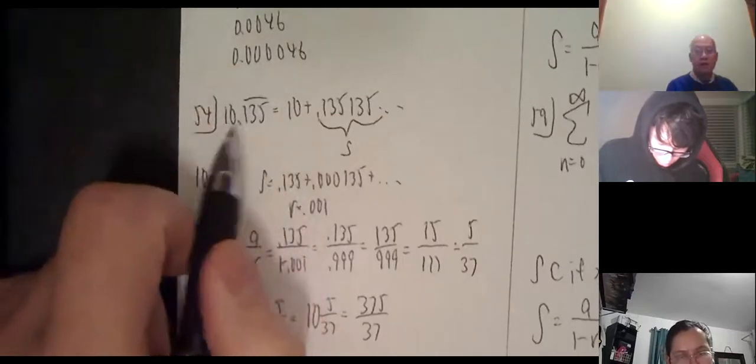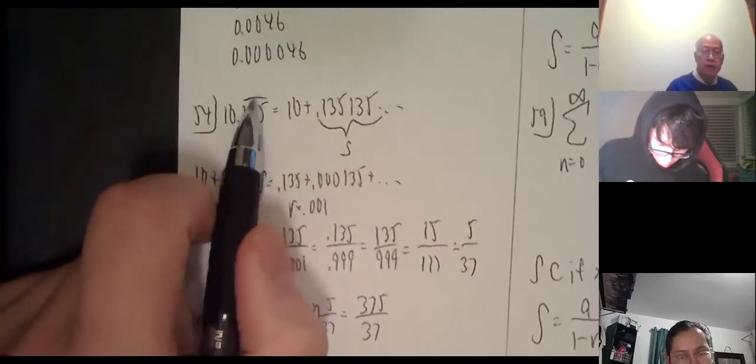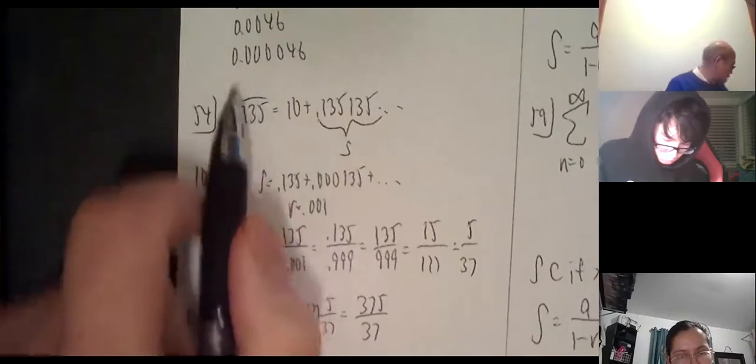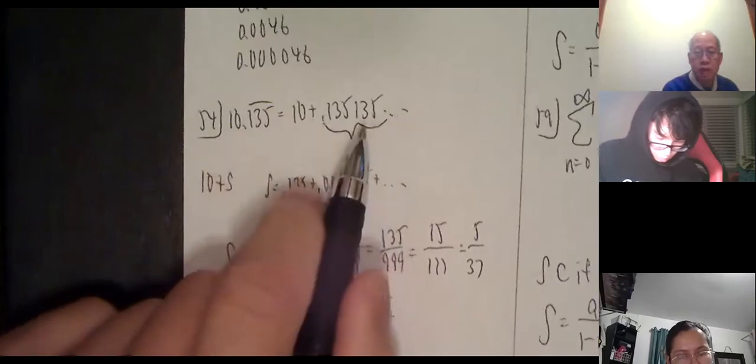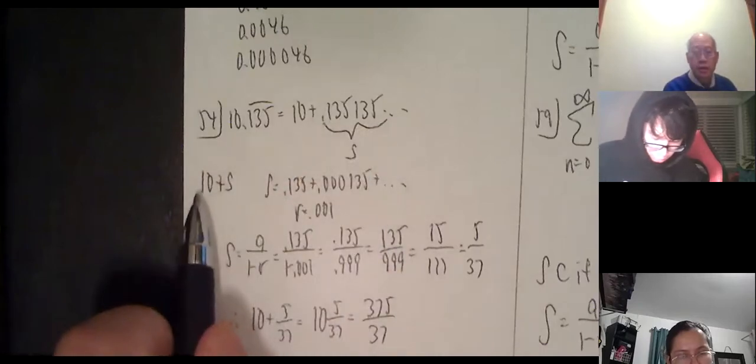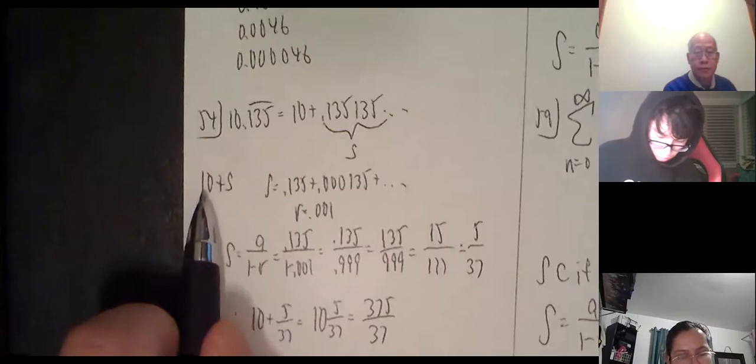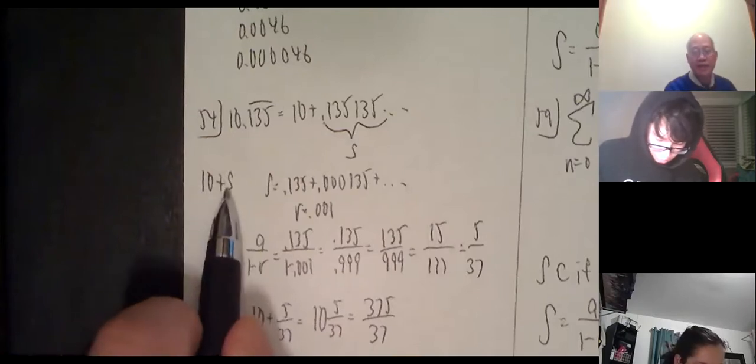Okay, 10.135 with a bar, and you guys should know what the bar means. The bar means that's the repeating unit. So it's 10 plus 0.135, 135, and so on. So leave the 10 alone. That's not the repeating part. So I'm going to call it 10 plus S. Then after I finish, I just combine it with the S.